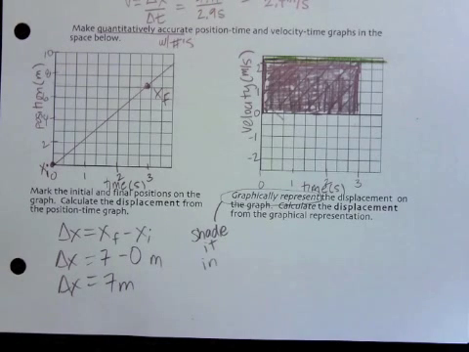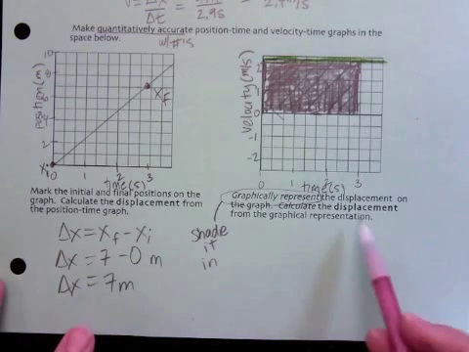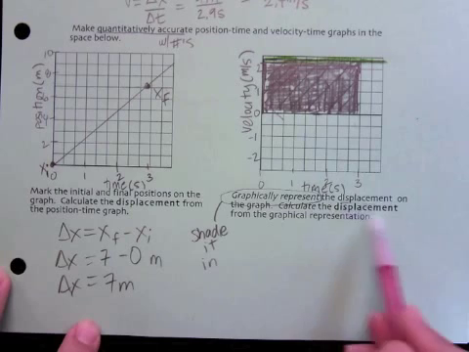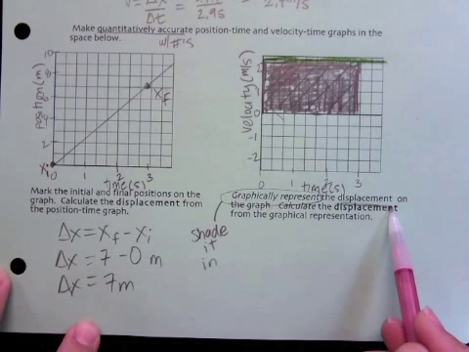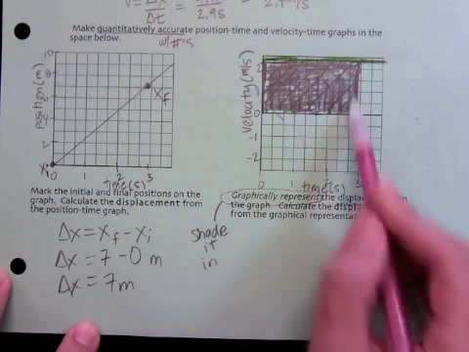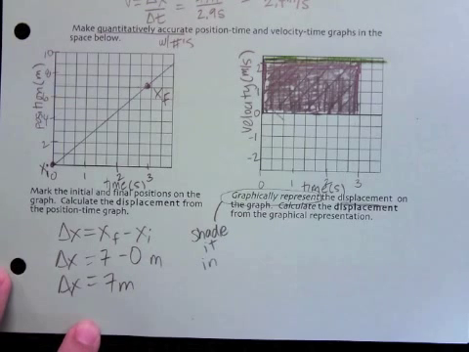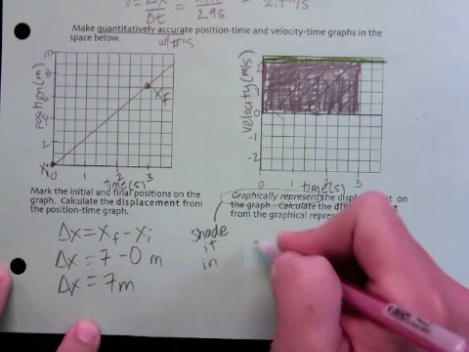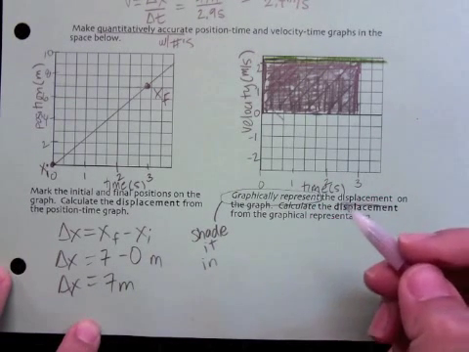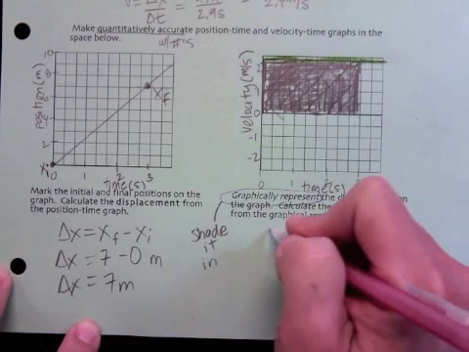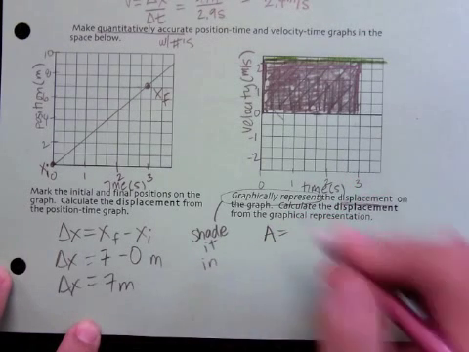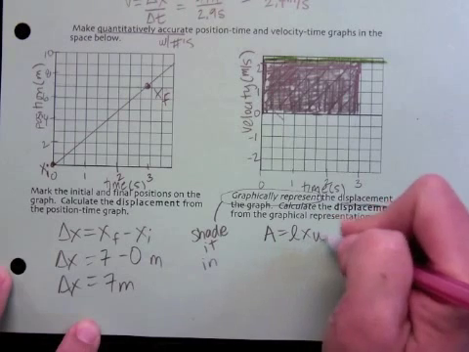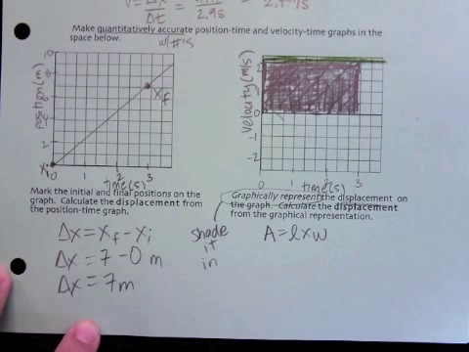Even if you're still shading, stop what you're doing, look up here, because this is the big leap. They say that this shaded region represents the displacement. What is the shape of this shaded region? A rectangle. What is the formula for the area of a rectangle? Height times width. Length times width.